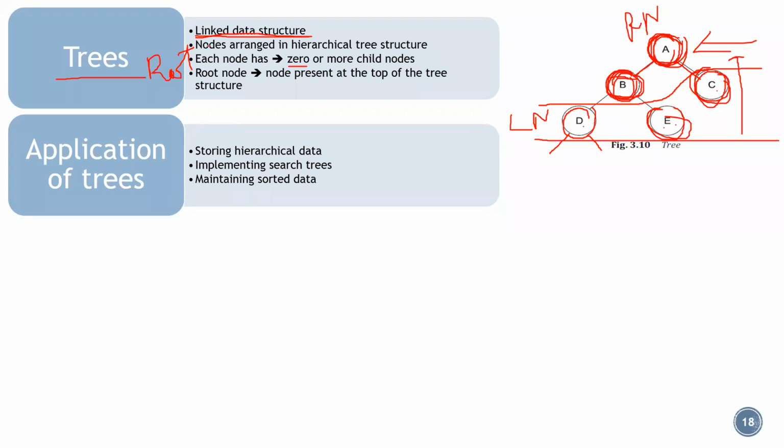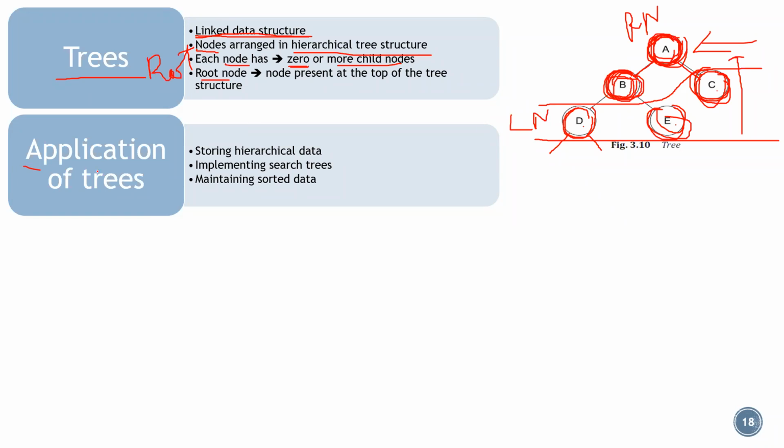So in trees, we have nodes which are arranged in a hierarchical structure, and each node can have zero or more children. Examples of zero children are D, E, C, and examples of more than zero children are the B and A nodes. And the root node is the top of the hierarchical structure, so in this case, it is A. And the child nodes which do not have any further branching, we classify as the leaf nodes.